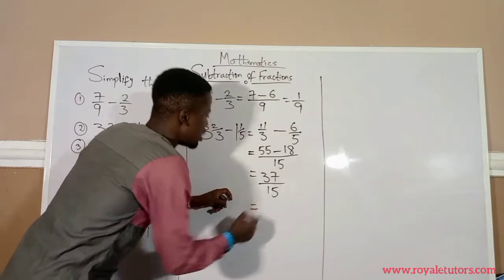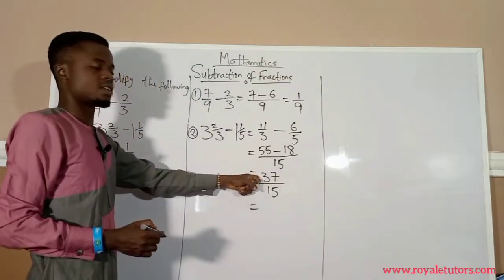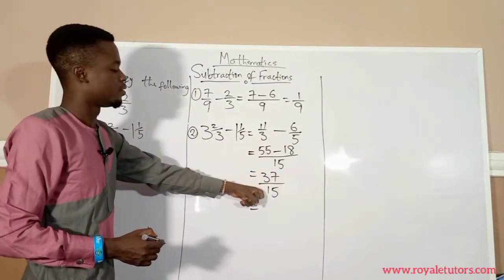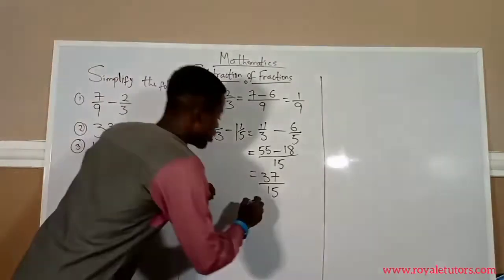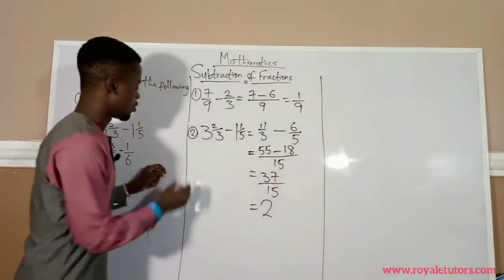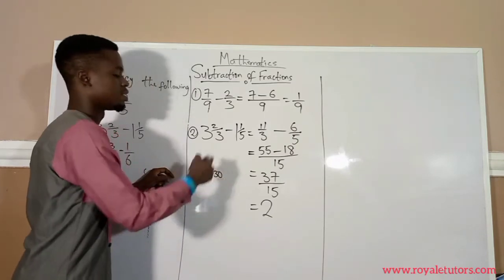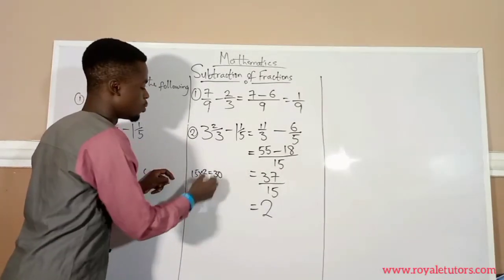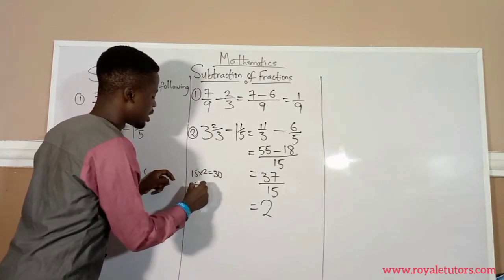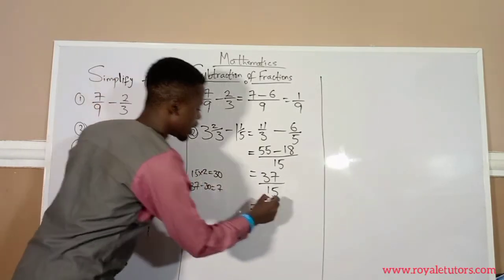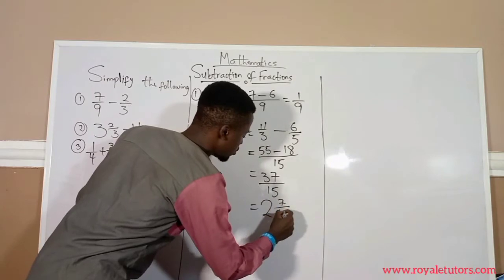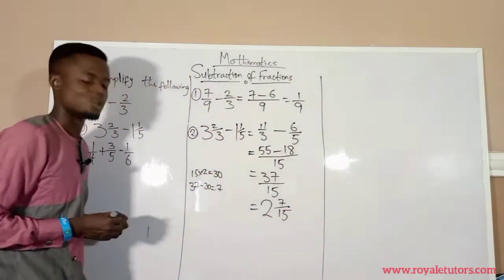You ask yourself, how many 15s can I see in 37? You can see two of them, because 15 times 2 is 30. So you can see 15 two times in 37 with a remainder of what? The remainder for it to be 37 is 7. So you write the remainder on, and then you have 15. So we are done with the subtraction.